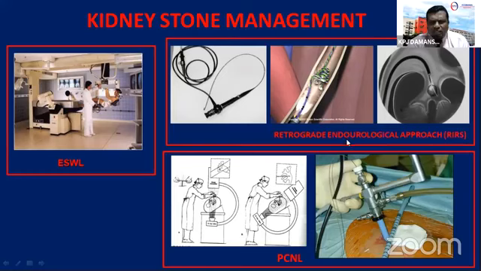Then we have what is known as retrograde endourological procedures. That means we go through the urine passage from below, go up into the kidney and break the stones. And we have what is known as PCNL. PCNL is reserved for very large stones, stag-horn stones or any stones more than 2 centimeters, where we puncture into the kidney, dilate the puncture to 1 centimeter in diameter, break the stones and suck the stones out. I'll come back to that later.